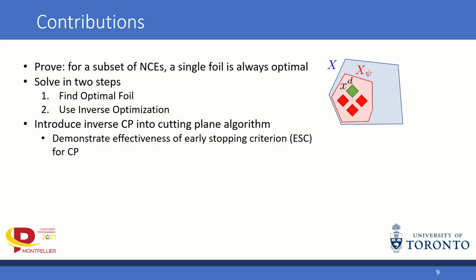We then introduce CP into the inverse optimization algorithms and demonstrate the effectiveness of an early stopping criteria for CP. And then we show that a CP-MIP hybrid can be effective in the inverse optimization step when the forward problem or the initial problem is well suited for CP. So up to now we've been quite general with our definitions, but from now on we'll be considering discrete optimization systems with a linear objective, and we'll be measuring the distance between two objective vectors with an L1 norm.